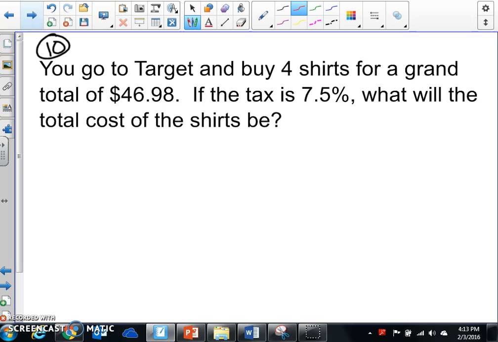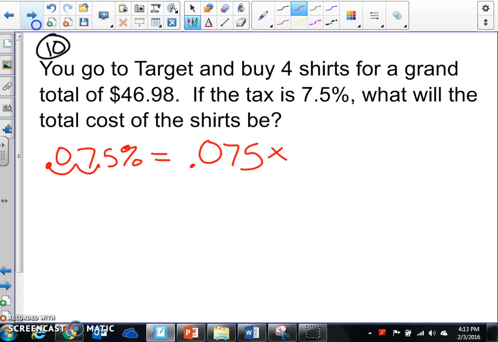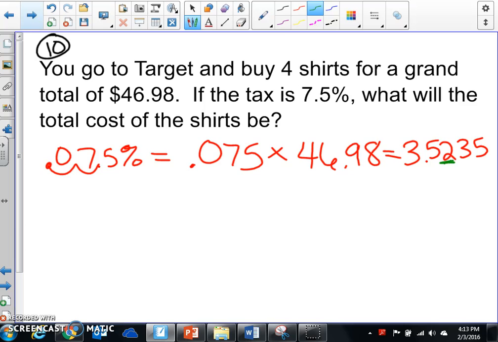You go to Target and buy 4 shirts for a grand total of $46.98. If the tax rate is 7.5%, what will be the total cost of the t-shirts? All right, so I take 7.5%, turn it into a decimal, so I have 0.075, and I multiply that by the price of the shirts. So 0.075 times 46.98. And this is what you get in your calculator. Remember, this is money, so I have to go to the second place. This 3 keeps the 2 the same. So this is $3.52. That's how much the tax will be.